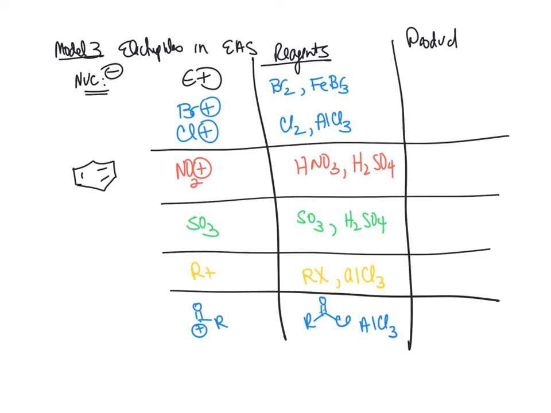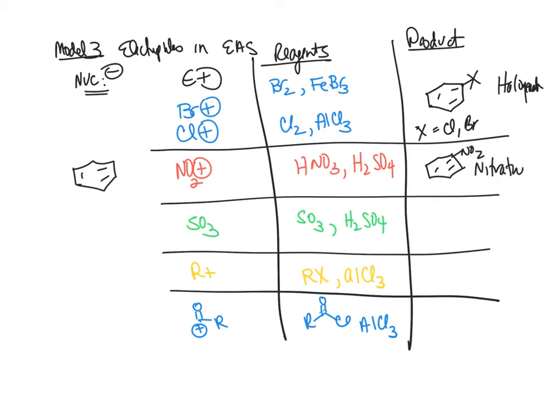Sometimes you don't have to go through the whole sigma complex unless it asks for the mechanism. Now on your POGIL exercises, I do want to see the mechanism because you're learning for the first time. So this time X is either chlorine or bromine, and this is called halogenation. The next one, you add nitro to the ring, and this is called nitration. This product, you add SO3H. Okay, that's called sulfonation.